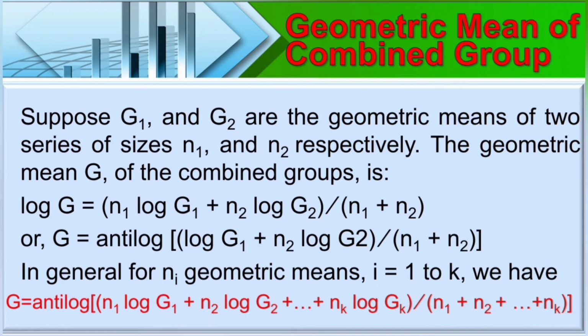Suppose G1 and G2 are the geometric means of two series of sizes n1 and n2 respectively. The geometric mean G of the combined group will be as follows. In general, for ni, with i equal to 1 to k, the geometric mean is equal to the antilog of n1 log G1 plus n2 log G2, carry on to nk log Gk, divided by n1 plus n2 plus, carry on to nk.